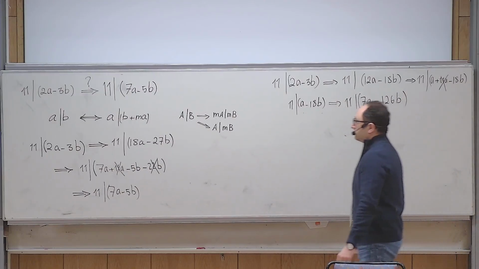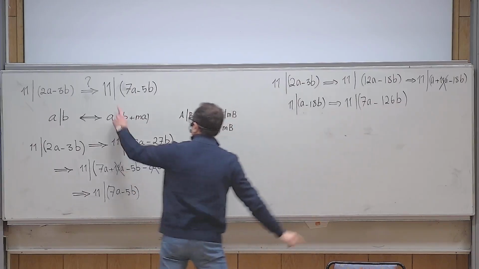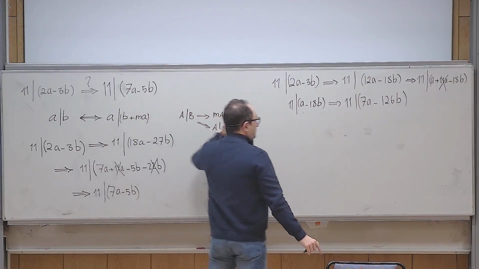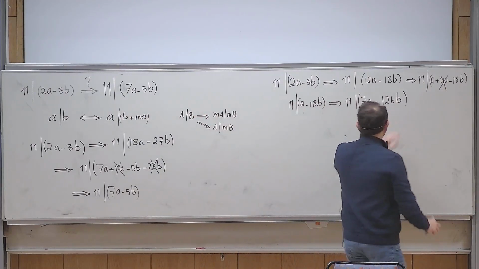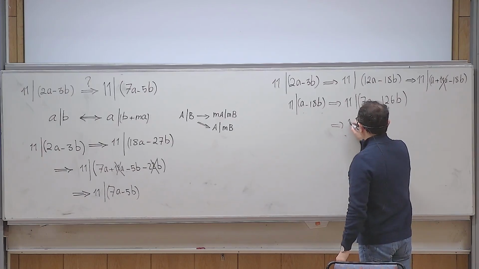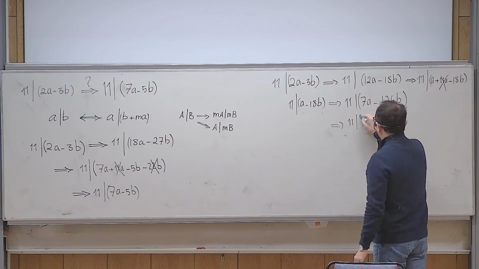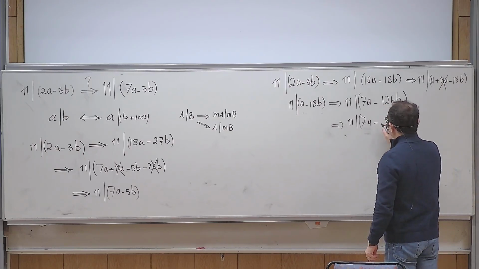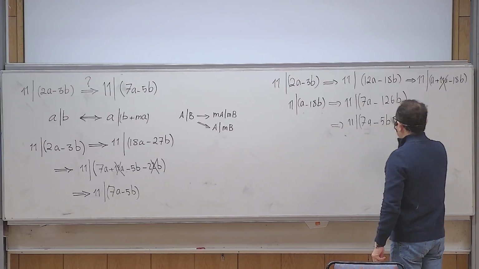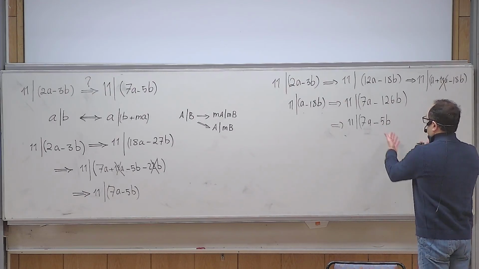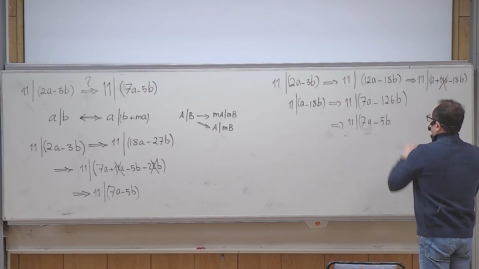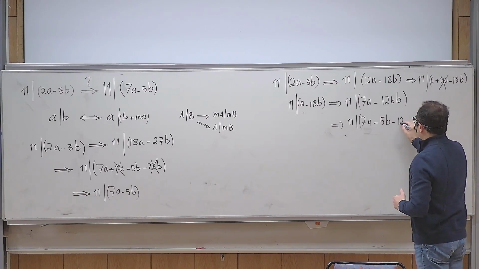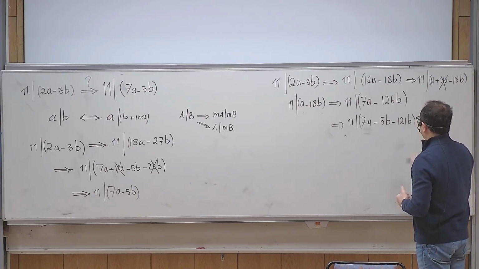This is good because I have 11. I need 11. I have 7a. I also need 7a. But I do not need 126b. Okay, what I need then is 7a, I copy and paste, but instead of 126b, I write minus 5b, yes? But what should I add? I want to go back to minus 126. I have written minus 5 here, so I have to write minus 121b here, okay?